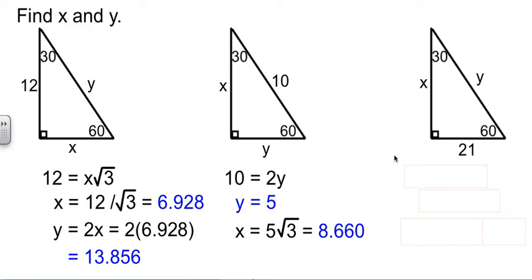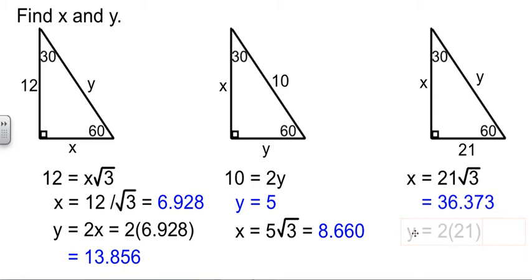Okay. One more. In this case, what we have is the short leg. Well, good. That makes everything a lot easier. The long leg is the short one times the square root of 3. Punch that into my calculator. The hypotenuse is 2 times the short one, which gives us 42.